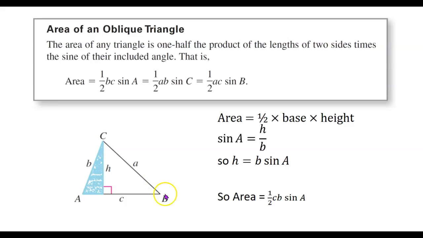We could have done the same thing, but using either of the other two angles, and we would have gotten that the area is 1/2 times ab sine C or 1/2 times ac sine B. Either way, it's 1/2 times two of the sides multiplied together times the sine of the angle between them.